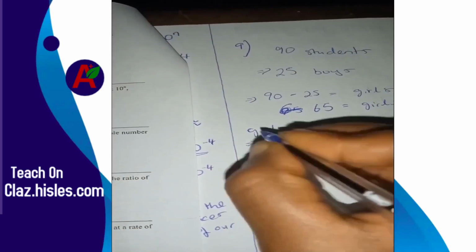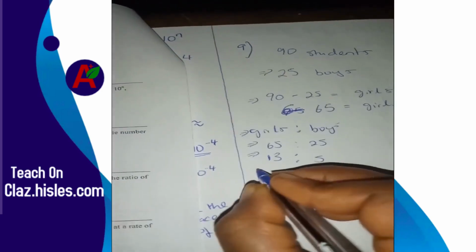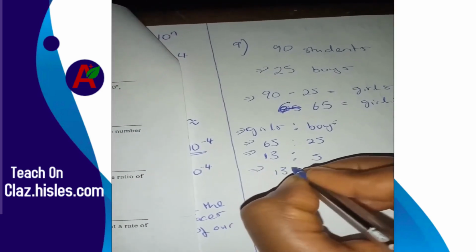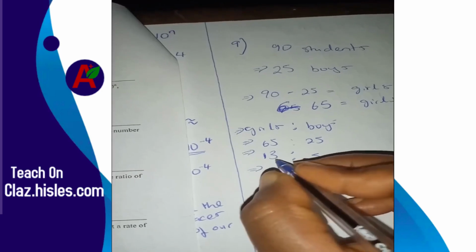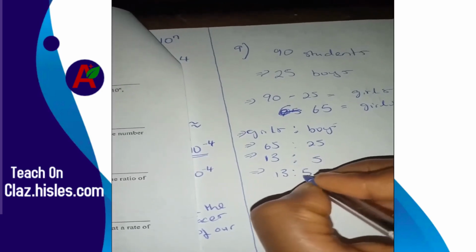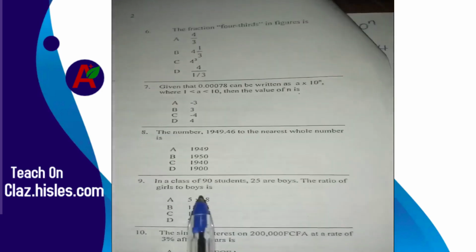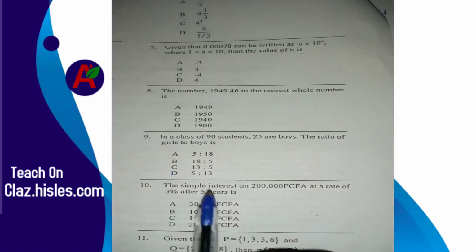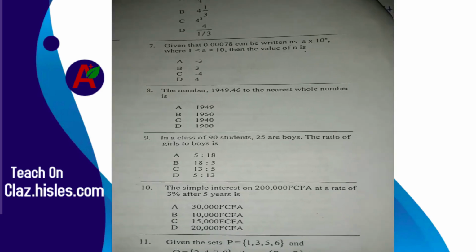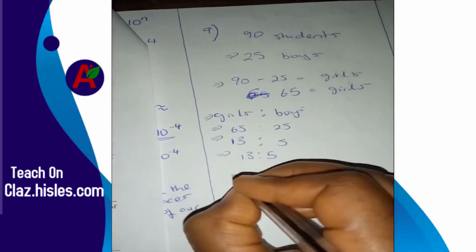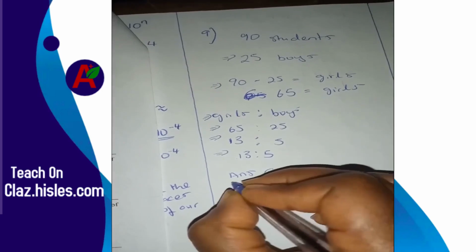So our answer is going to be 13 is to 5. We just simplify. Do we have the option here? Yes, we have it here. It's option C. So the answer to question 9 is C.